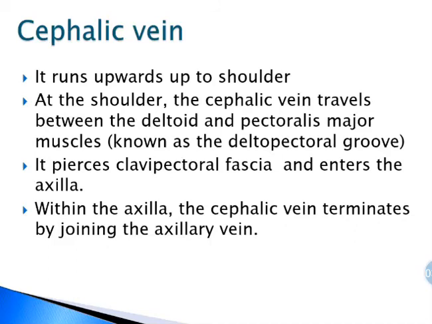Then the cephalic vein runs upwards up to the shoulder, and at the shoulder, the cephalic vein travels between the deltoid and pectoralis major muscles. This groove is also known as deltopectoral groove. Here, the cephalic vein pierces the clavipectoral fascia and enters into axilla. Within the axilla, the cephalic vein terminates in the axillary vein.